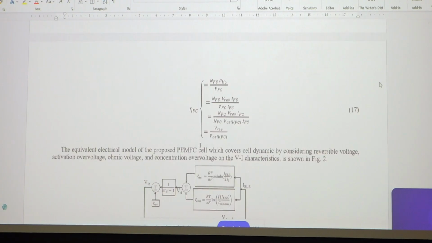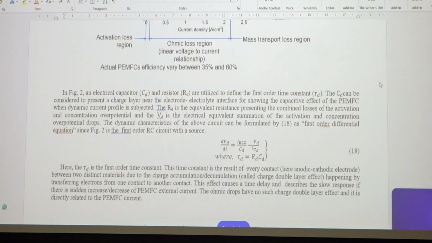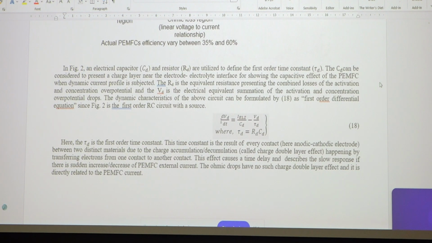In this equivalent circuit diagram we use a first order transfer function. This is explained here. From the first order circuit we have the basic equations of a first order RC circuit. This is the first order time delay. As we know, this is the time constant, so time constant equals RC.